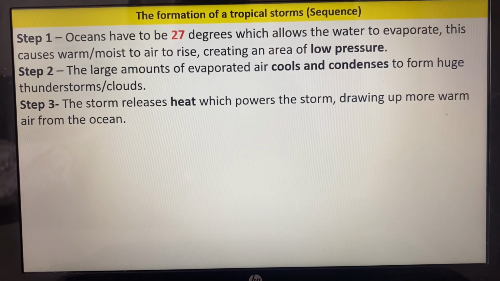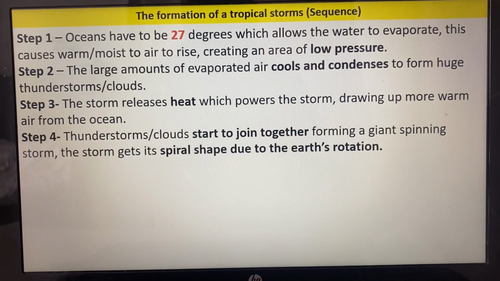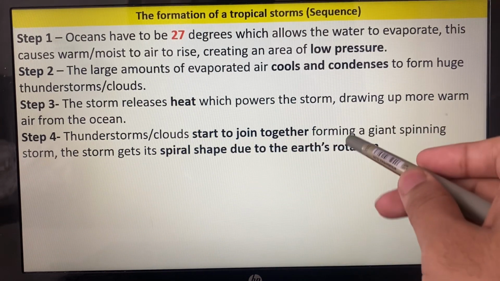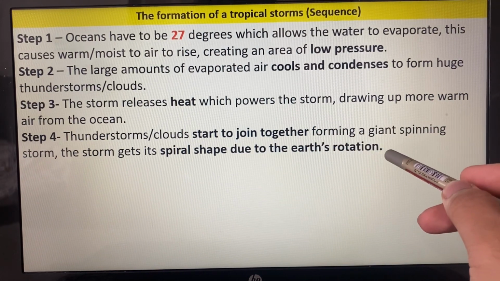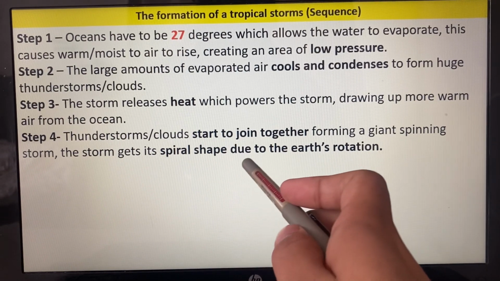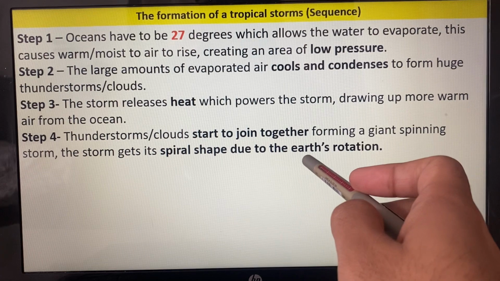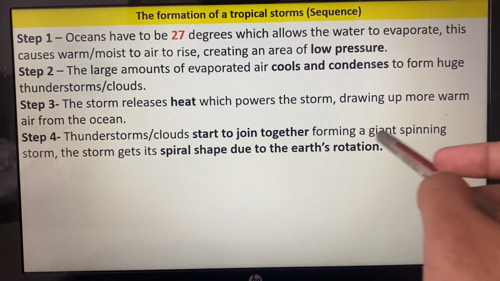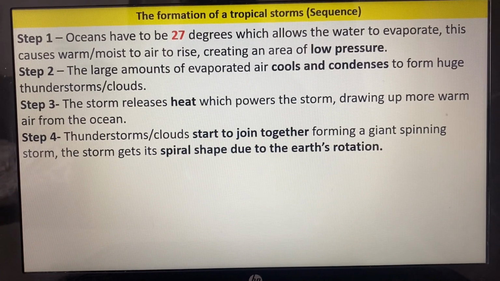Okay, now we've got lots of clouds, let's say thunder clouds and thunderstorms, but now they're about to join together. Think about the tropical storm shape. So I would say that the thunderstorms and clouds start to join together, and this forms this kind of spinning storm. But you quickly mention that it gets that spiral shape, and the examiner would like you to see that you're saying that this is due to the Earth's rotation. Okay, so far you've got about a good 3 to 4 marks.